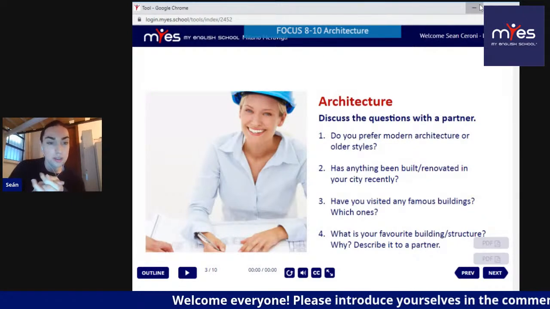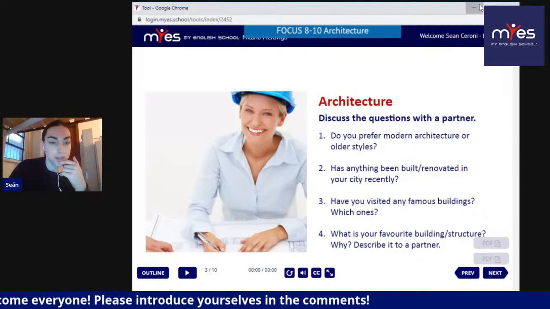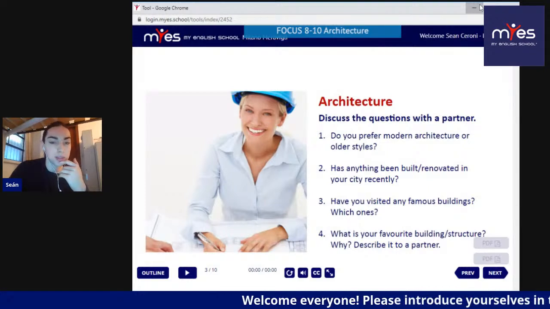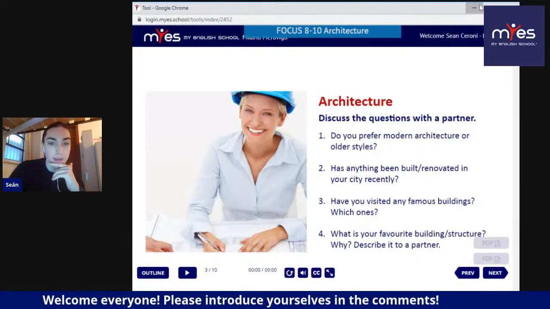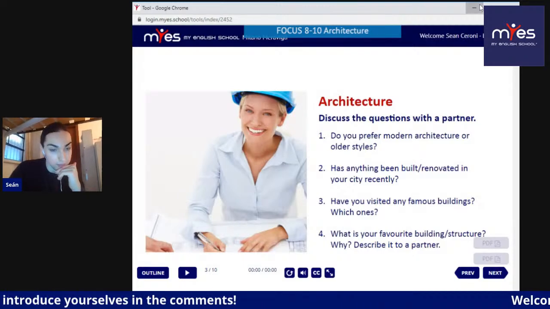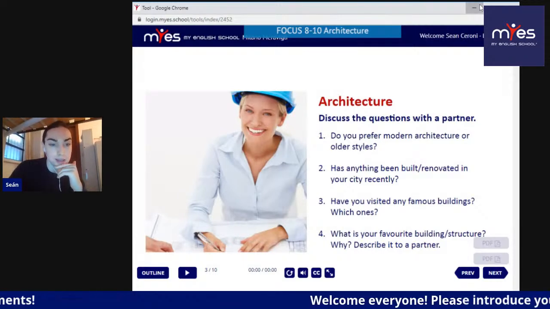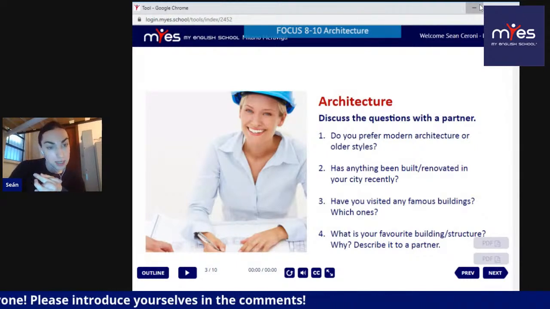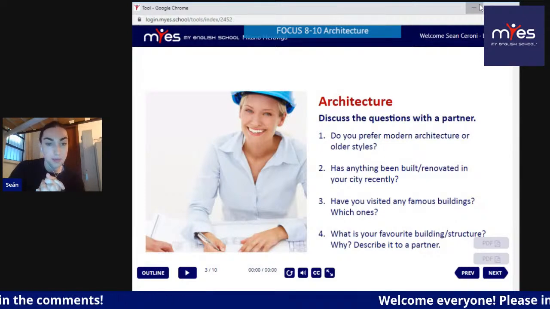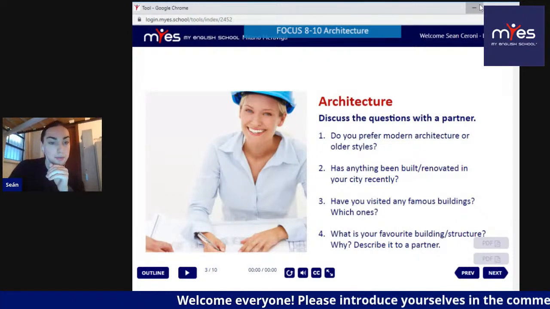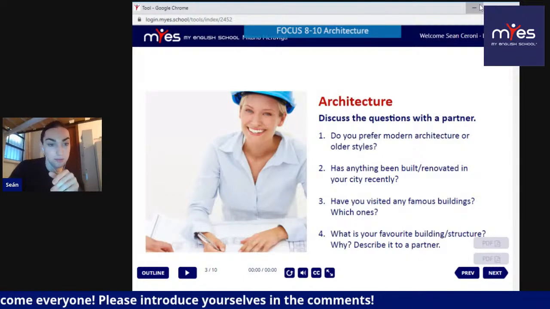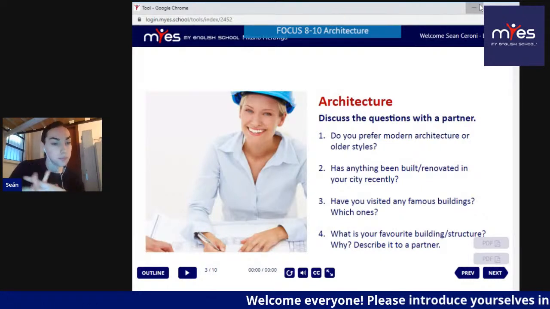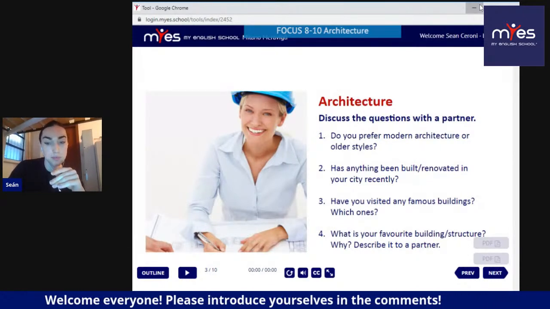So this is our first passive of the focus. This is a question, so the form is a little different. So has anything been built or renovated recently? So has been, this is a present perfect passive. So we know the present perfect, have or has plus the past participle. With the passive, as with any tense in the passive, to be takes the tense, so has been, and then that's followed by another past participle. So present perfect passive.